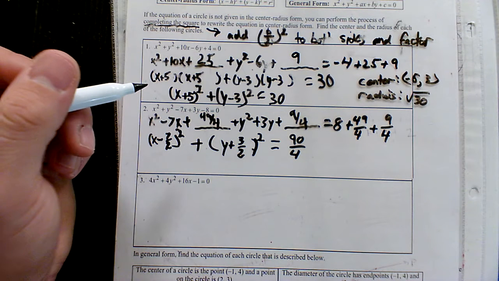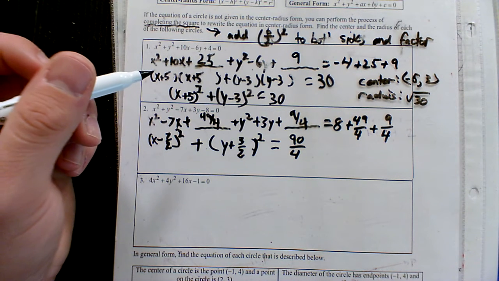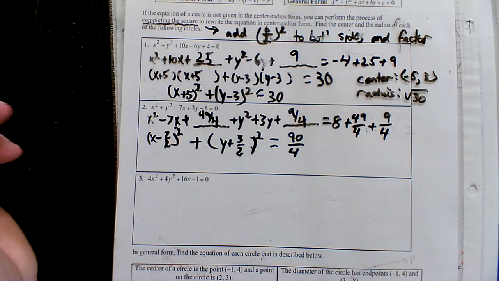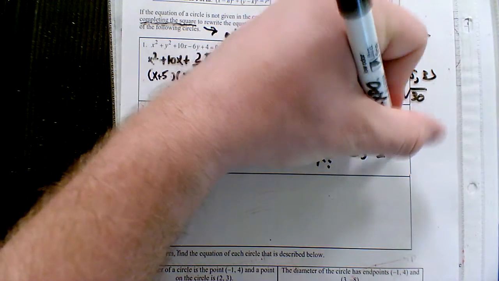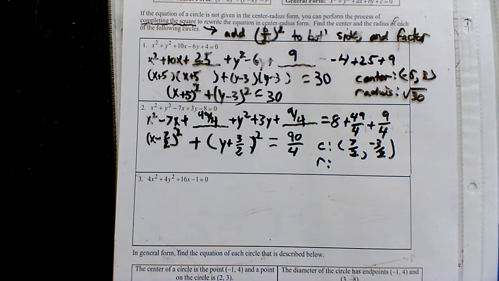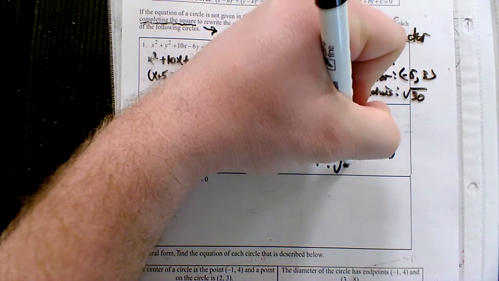Okay, and what can we tell from this now? Have we made it to center radius form? Are we there yet? Yes. So now we can find what our center is, and we can find what our radius is. Again, take the opposite values of your x and y. So we get 7 over 2, comma, negative 3 over 2. That's your center. Your radius is the square root of 90 divided by 4.